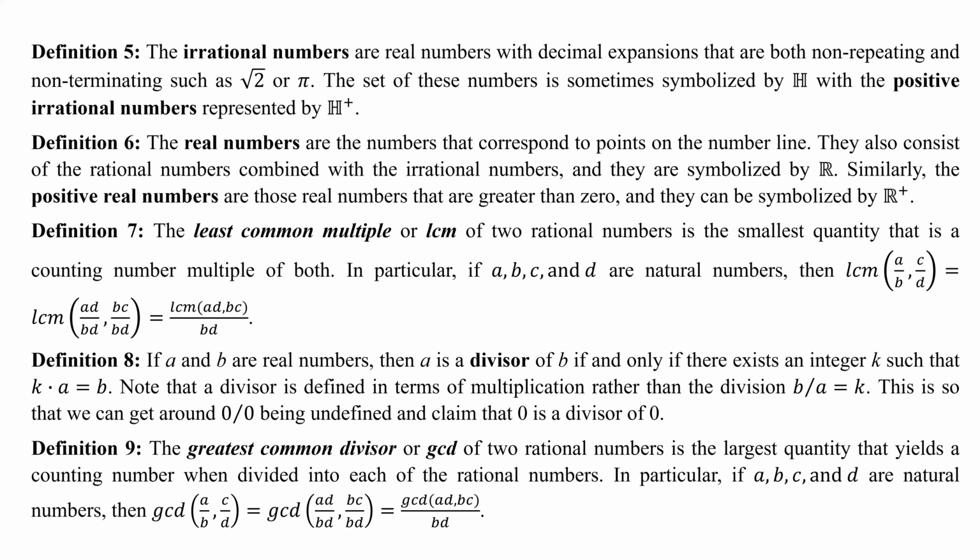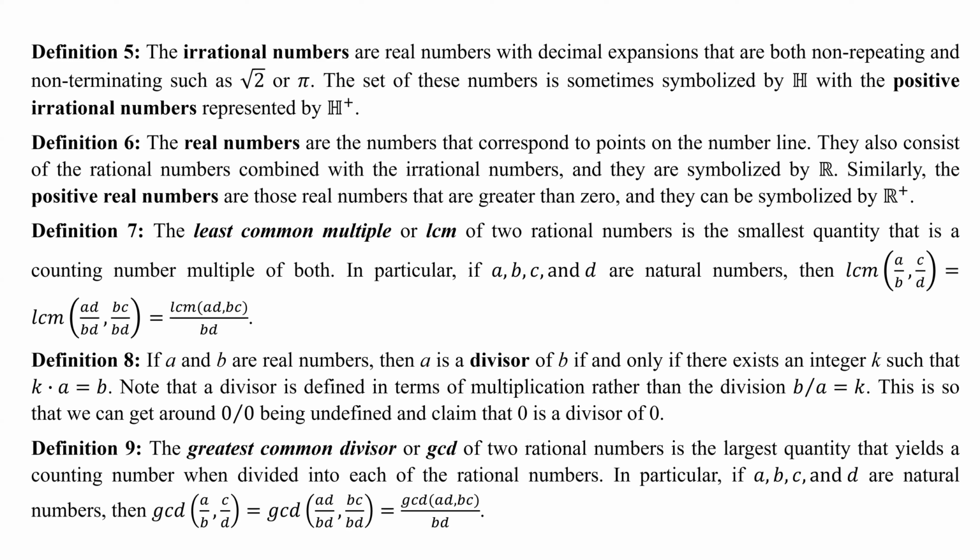Okay, definition 7. The least common multiple, or LCM, of two rational numbers is the smallest quantity that is a counting number multiple of both. In particular, if A, B, C, and D are natural numbers, then the least common multiple of A/B and C/D is equal to the least common multiple of AD/BD, BC/BD, which is equal to the least common multiple of AD, BC, all over BD.